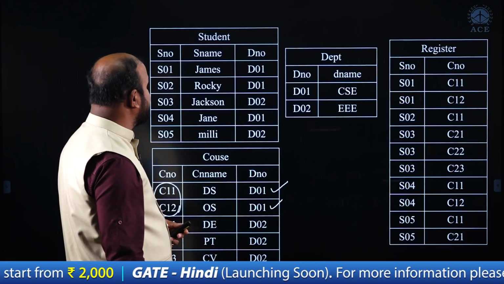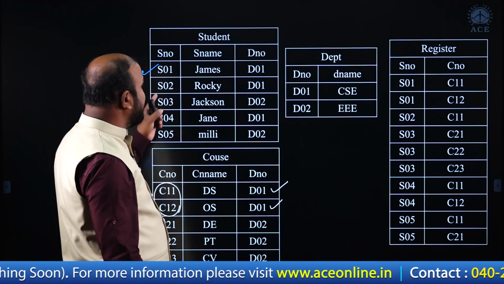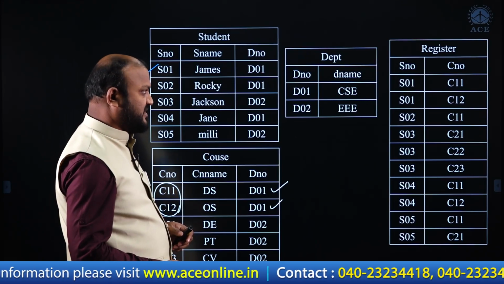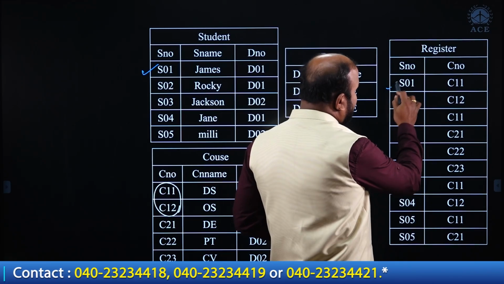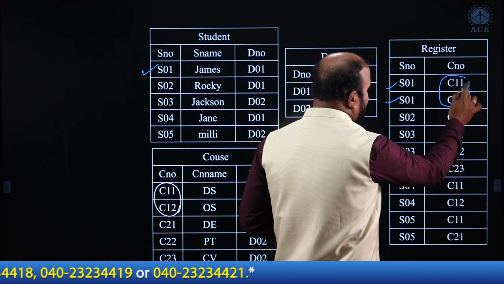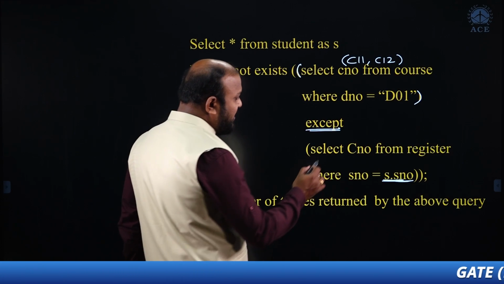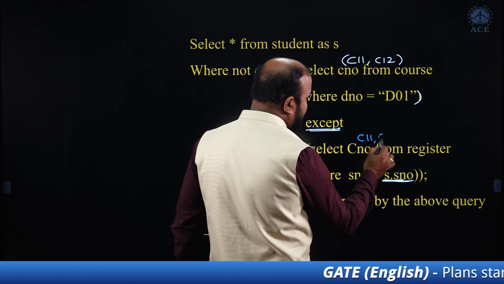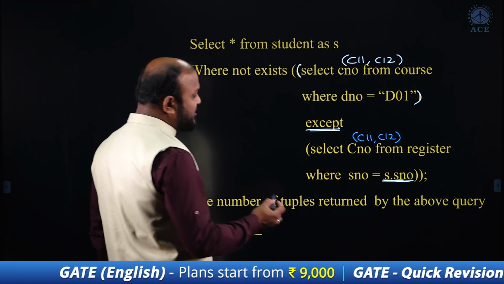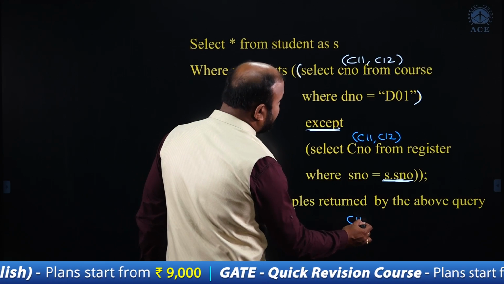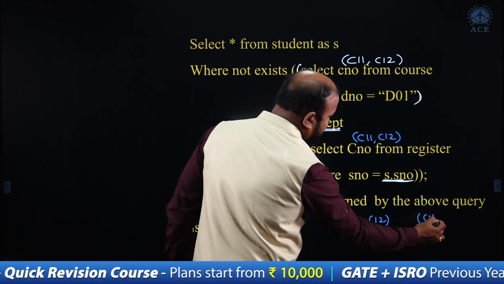For the first student, S01, we have to see which courses student S01 registered. Those course numbers you can see in the registration table. S01 registered C11 and C12 courses. So the inner query is going to give the course numbers C11, C12. Now, what is the first query output? First query output is C11, C12, and the second query output is also C11, C12.